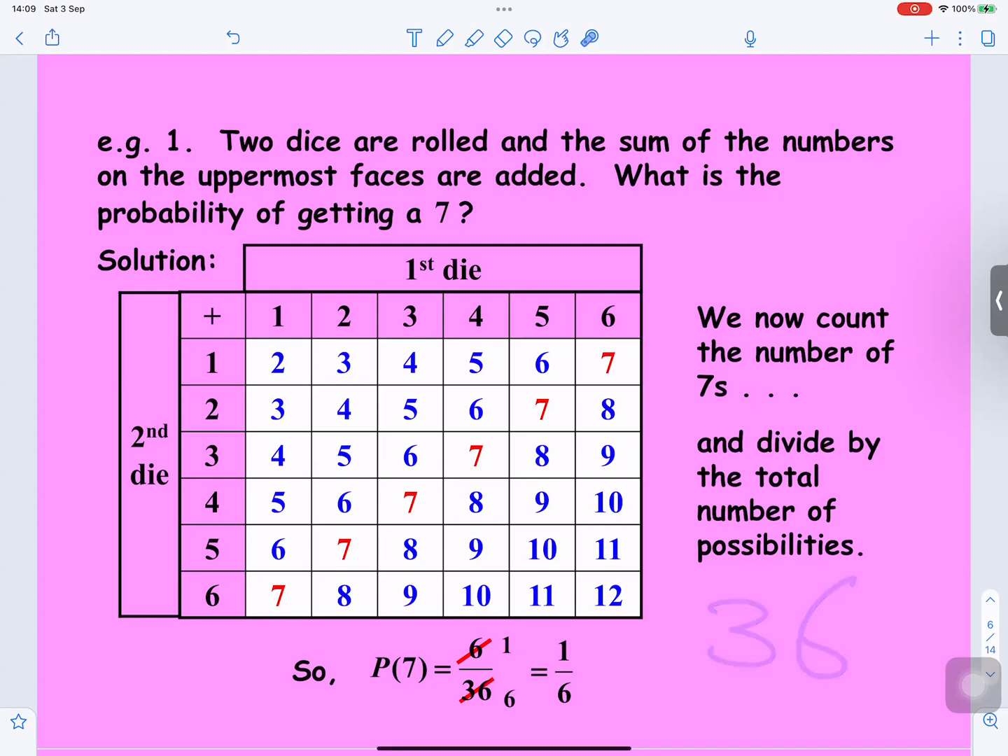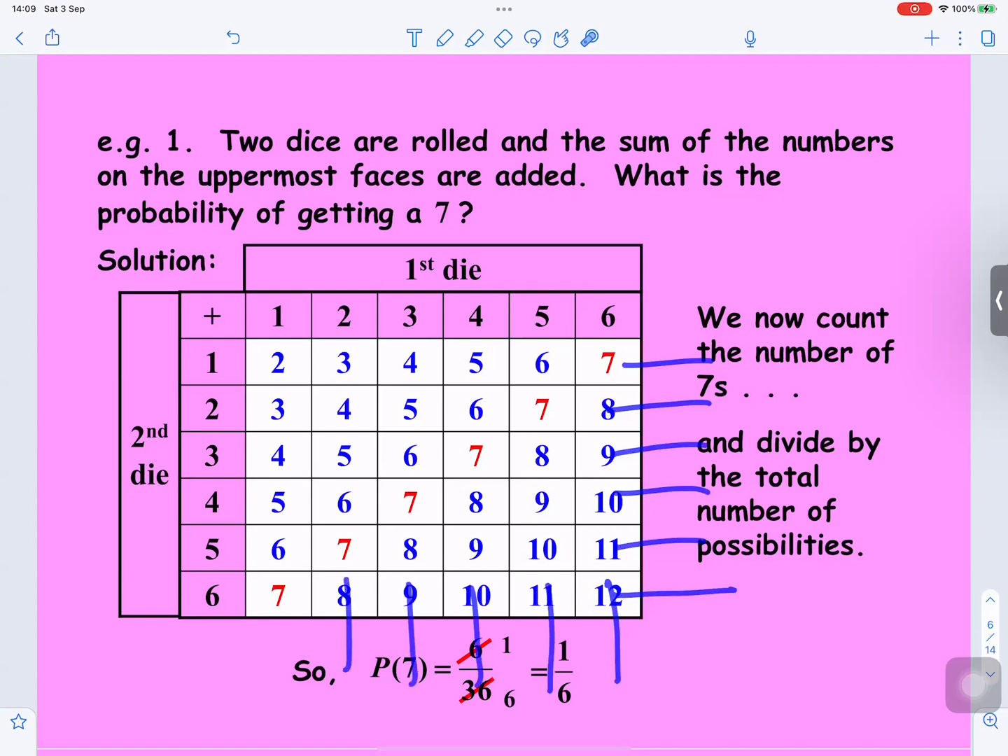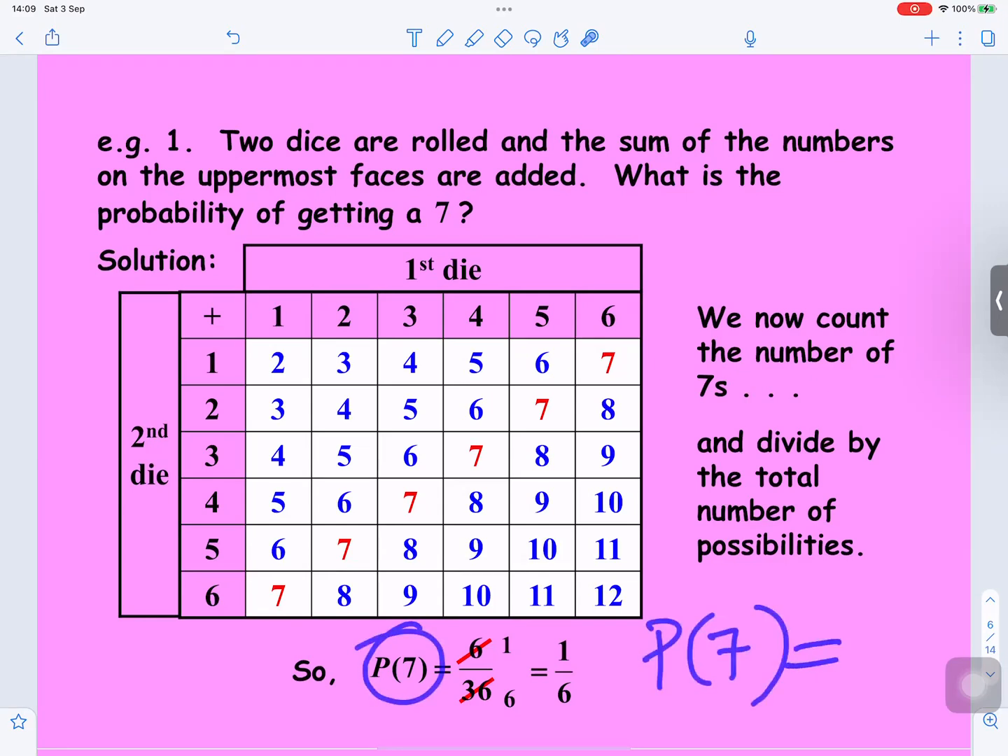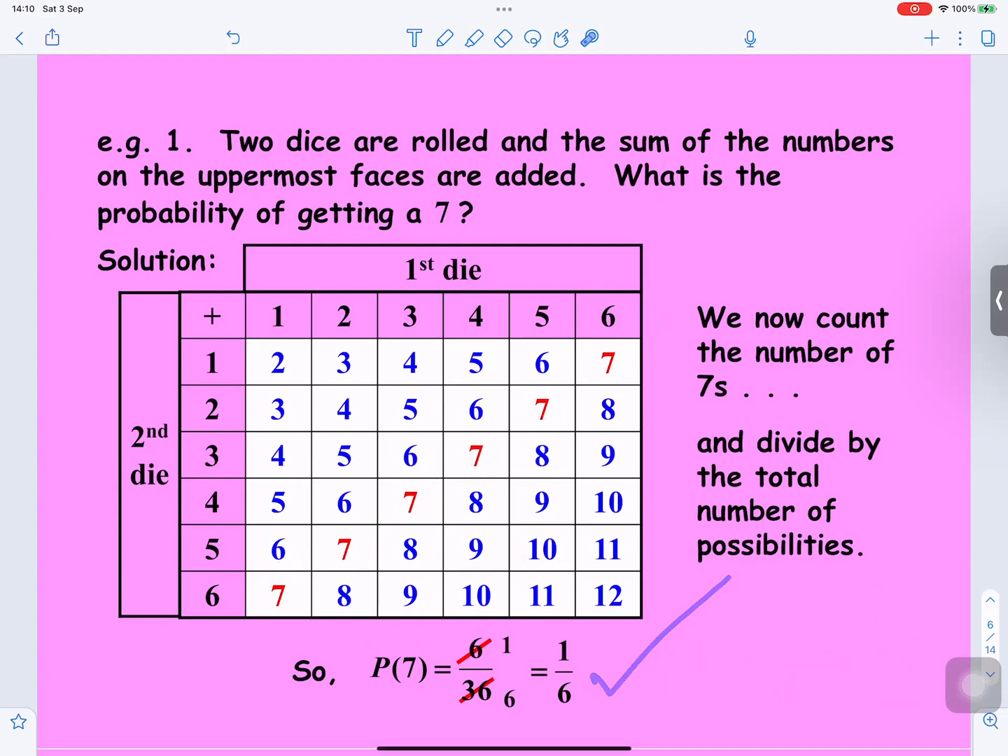How did we get 36? You can do 1, 2, 3, 4, 5, 6 and 1, 2, 3, 4, 5, 6. 6 times 6 is 36. Or you can count all these numbers, 1, 2, 3, up to 36. So the probability of getting a 7, you write it as probability of a 7, is equal to 6 sevens over 36. And you simplify that, it gives you 1 over 6.